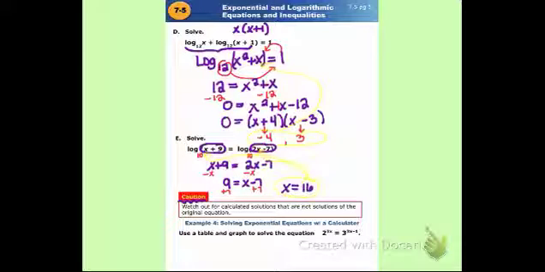Now this final example, example 4, asks us to solve an exponential equation using a calculator. We're going to leave this one to do together in class, and that way it's going to be easier to show you how to use your calculator to do this if we're together. So we'll go ahead and end the lesson here, and we'll talk about solving with the calculator when I see you in class.